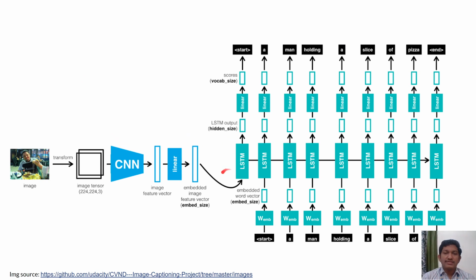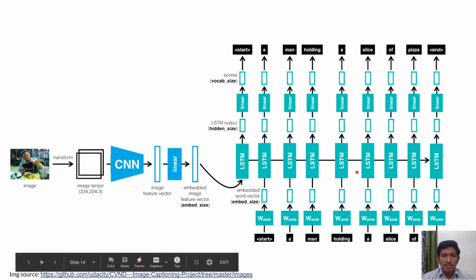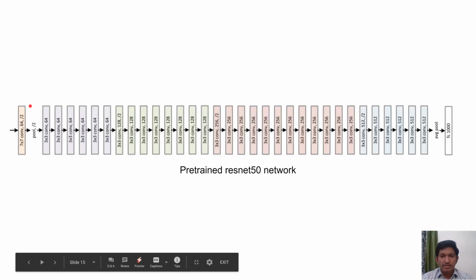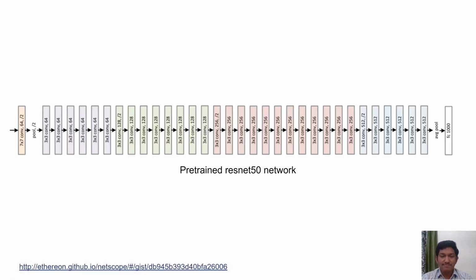We use LSTM to avoid problems like vanishing gradient, because we used a large data set, so we thought we should go for LSTMs. Let me move on to the next slide. From here onwards, I'll explain how we designed our CNN.